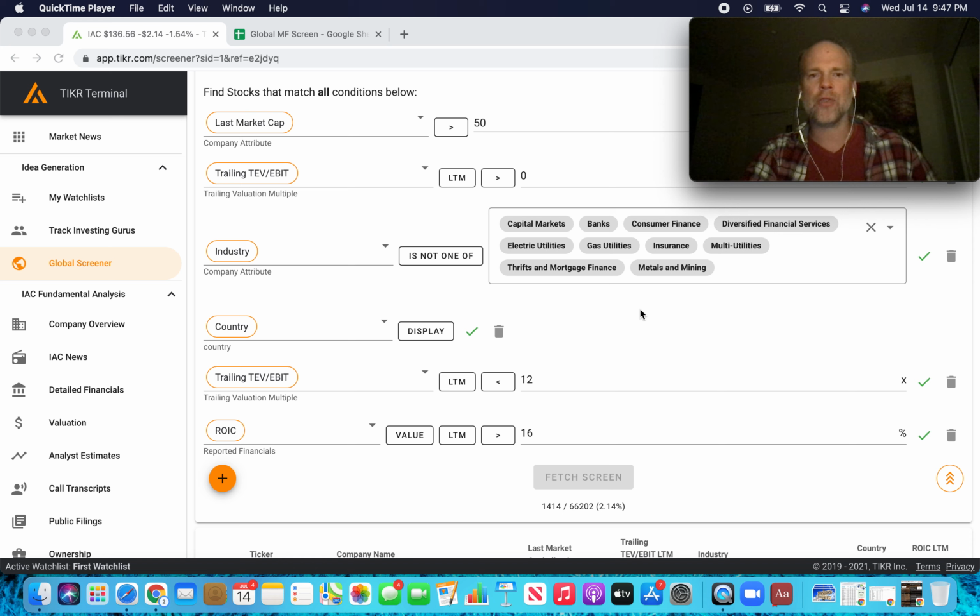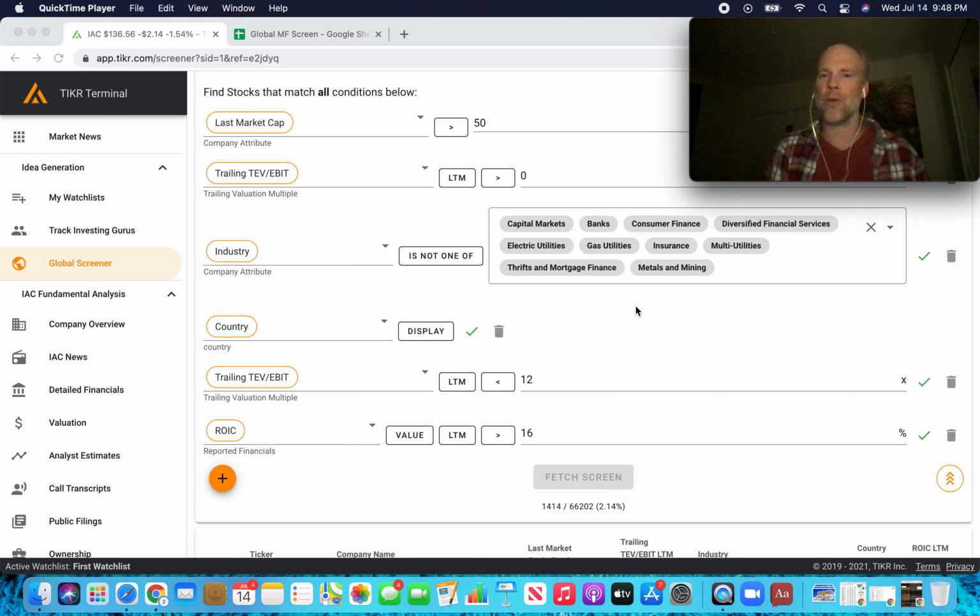Now, in terms of industries to exclude, like I said, Joel Greenblatt, in The Little Book That Beats the Market, which laid out the magic formula, excludes utilities and financials. The reason for that is the way you would calculate how cheap or how good a utility or a financial services company is different than how you would calculate it in other industries. So that's why Joel Greenblatt excludes those. So what I did is I excluded a bunch of different industries that are within utilities or within financials.